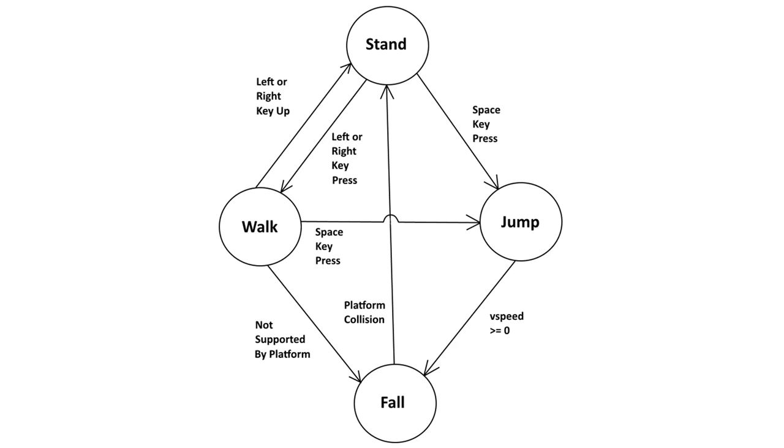The way we would implement this finite state machine is usually with a switch statement or an if, else if statement that actually says, if I'm in this state, here's how I behave. If I'm in this state, here's how I behave, and so on. That's one of the common ways that we would implement a finite state machine.